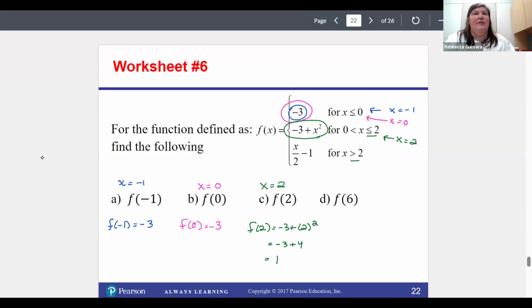And then the very last one here, this is where x is 6. So I'm looking for f of 6. And that can only occur here because it's all values greater than 2. Well, 6 is greater than 2. So in this case, we'll use 6 divided by 2 minus 1. And my function value there is going to be 2.